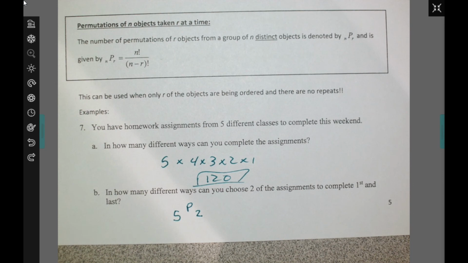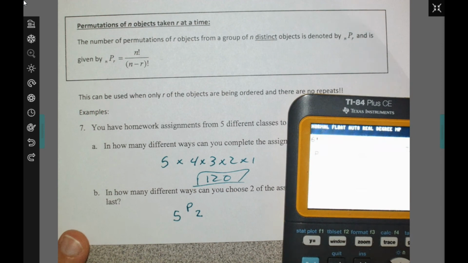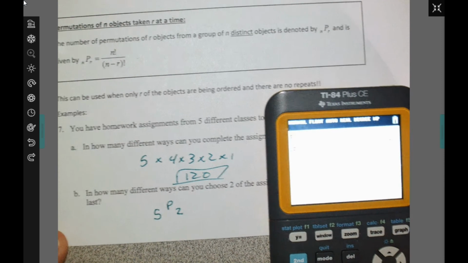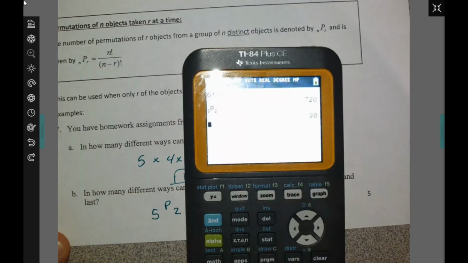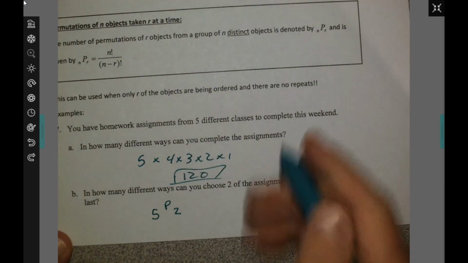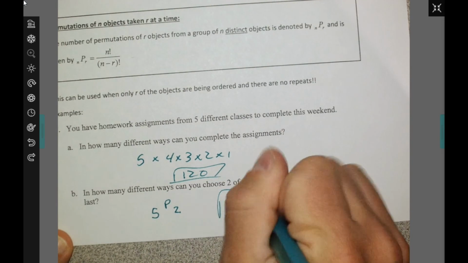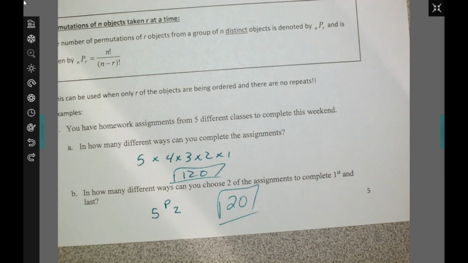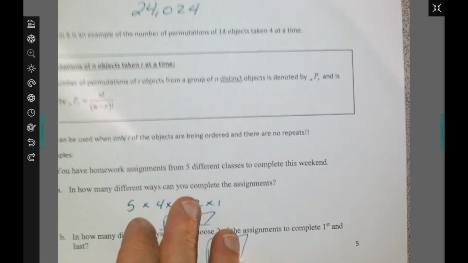On your calculator, we can actually type this in. So let me clear this out. We're going to go to math, probability. We are going to nPr, and then we have 5 assignments, and from that we are picking 2. So we've got 5P2. Hit enter. There are 20 different ways. Or you can do the same thing we've been doing. Have your 2 blanks. Go 5 times 4. Gives you it right there.